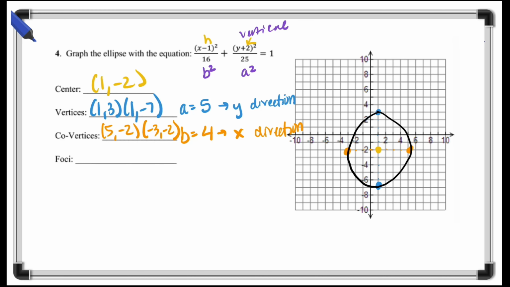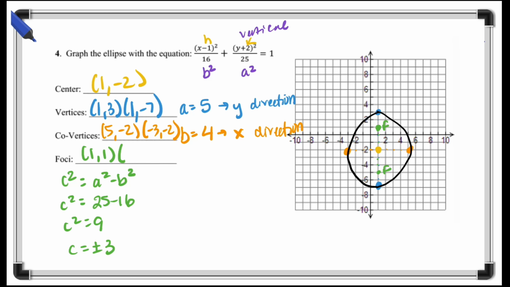Now to find our foci, remember that you have c squared equals a squared minus b squared. So you plug in your information, 25 minus 16. c squared is equal to 9. And then your c is going to be plus or minus 3. Now, remember, you always go towards the vertices. It is going to be on your major axis here. So we're going 3, 1, 2, 3. That's your foci. 1, 2, 3. That is the other one. So you have (1, 1) and then (1, -5).